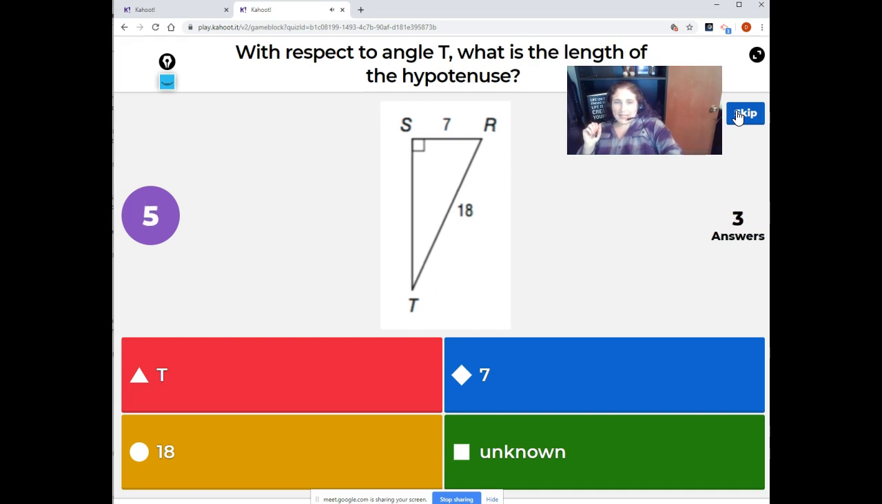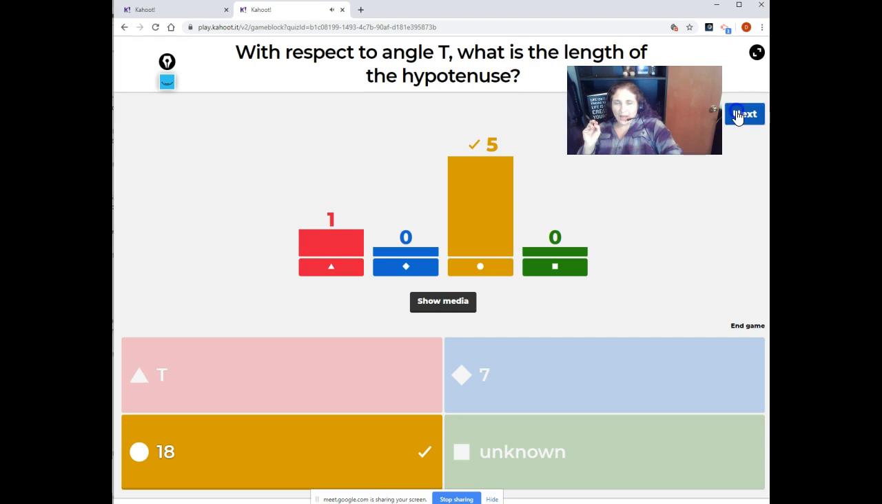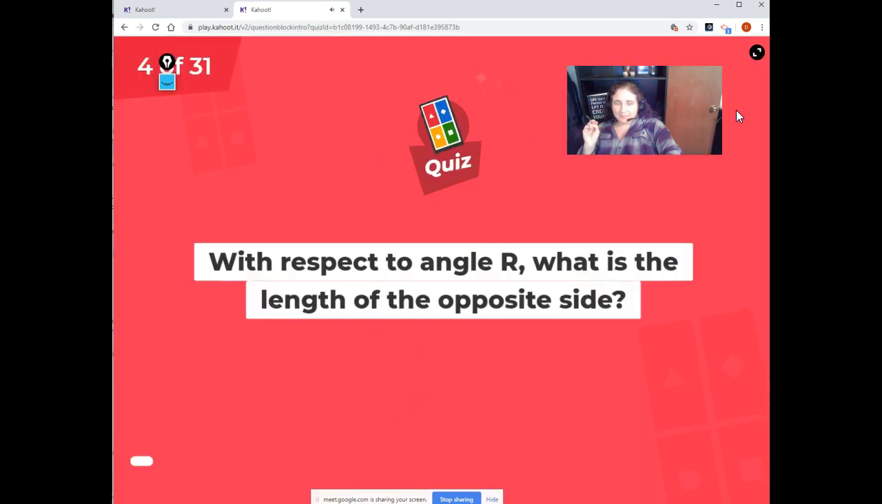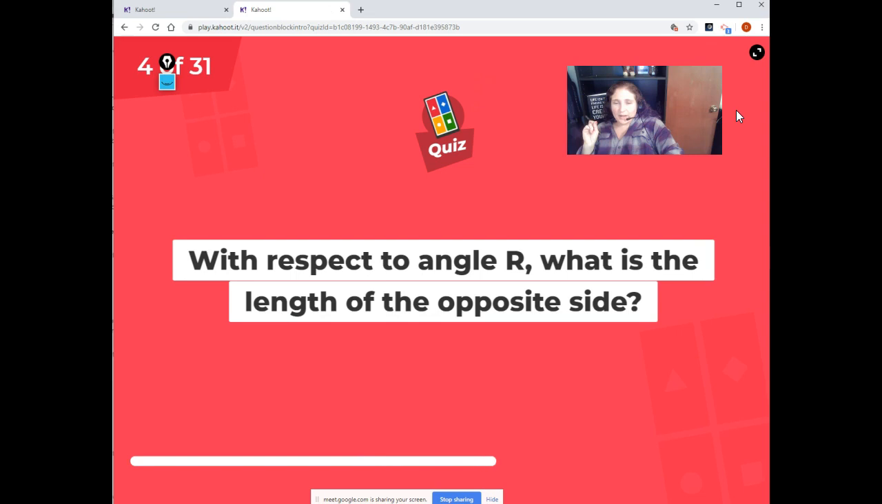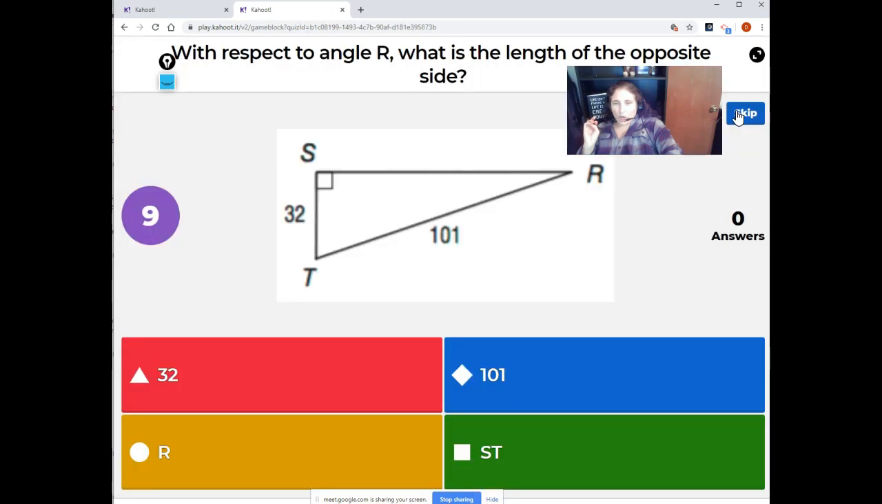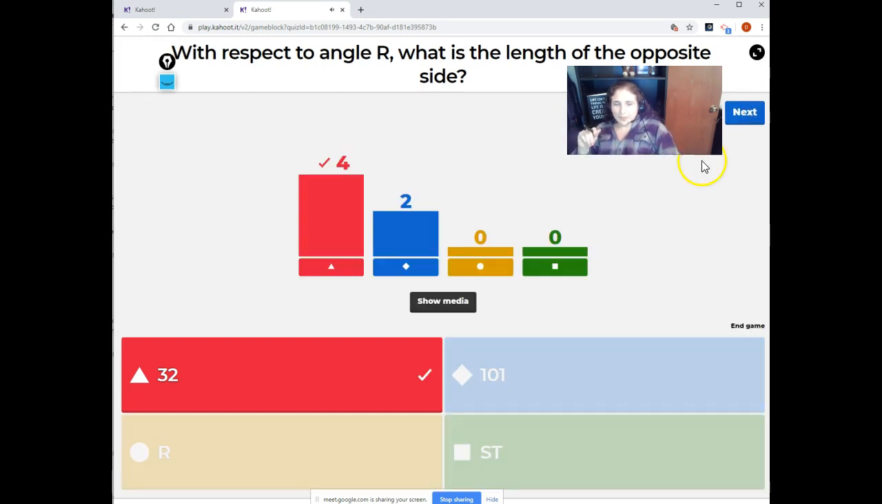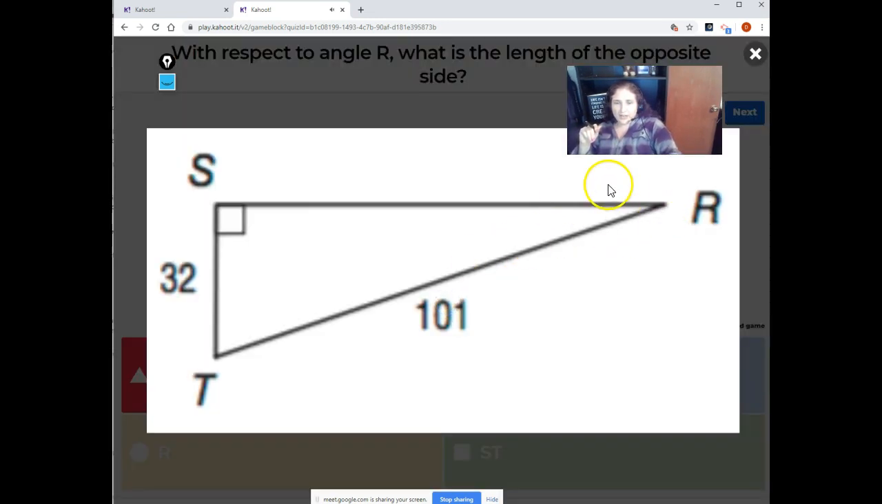With respect to angle T, what is the hypotenuse? Which basically is what's the hypotenuse. Good job. 18. What is the length opposite angle R? Good. We had 2 people pick 101. Here's the angle R. 101 represents the hypotenuse, which is the side opposite the right angle.